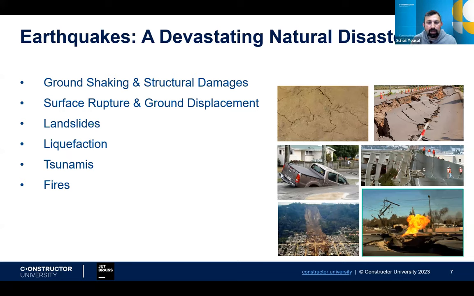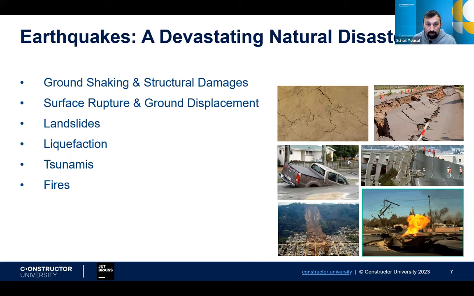One of the destructive consequences of earthquakes is the triggering of landslides. The intense ground shaking during an earthquake can dislodge rocks and soil from hillsides, leading to mass movements that can bury structures, obstruct roadways, and result in severe environmental changes.